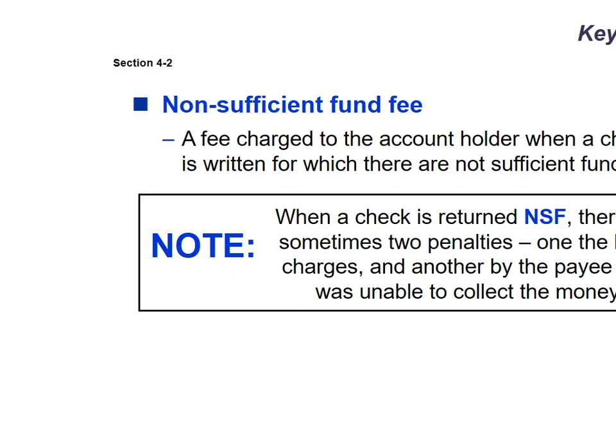Okay, non-sufficient funds, so that's often called NSF. It's a fee charged when a check is written where there are not sufficient funds. So if you write a check for $20 and you only have $10 in your account, that's going to show up as NSF. And there will often be 2 penalties associated with that. The bank will charge you a fee, and then whoever was cashing the check, it may bounce, and so then they'll charge an additional fee.